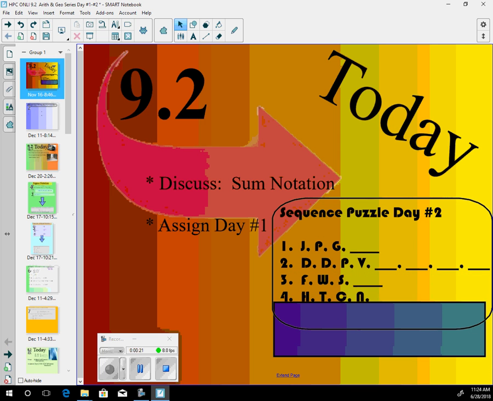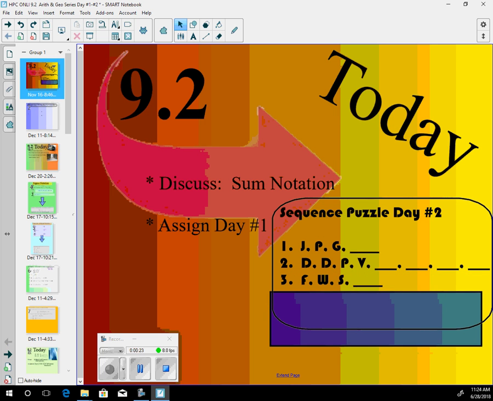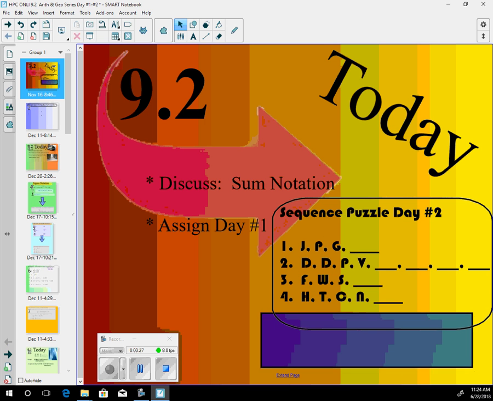DDPV, I can't remember that one. 3 you should be able to get pretty easily. And then 4, think year for number 4.